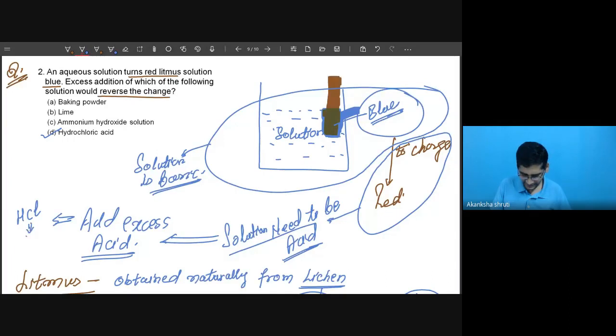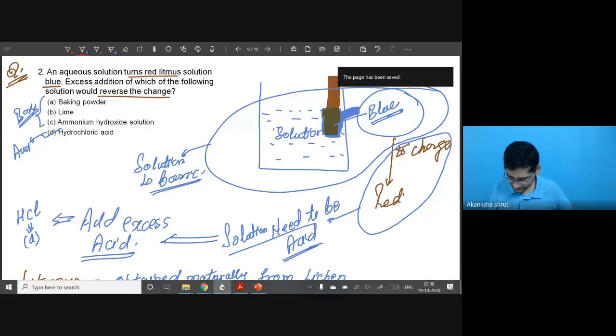So the answer is D. This is your acid, all of these are bases. So this way you have to conclude. Okay student, so let us stop the class here. I think I shall stop it here and start tomorrow morning. Student, or rather we can take one more question from your textbook.